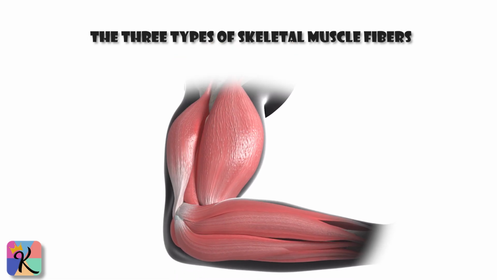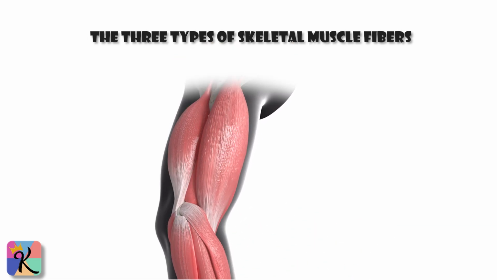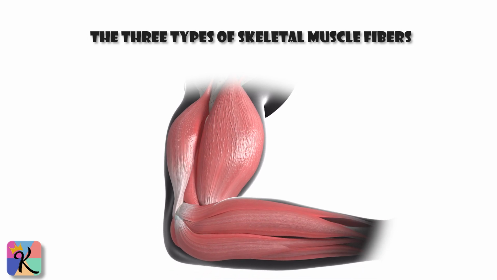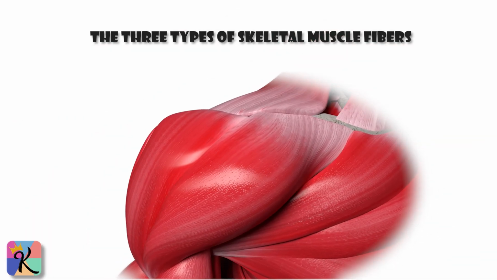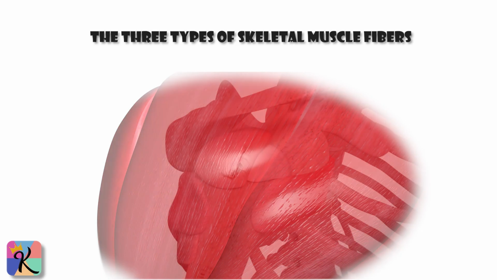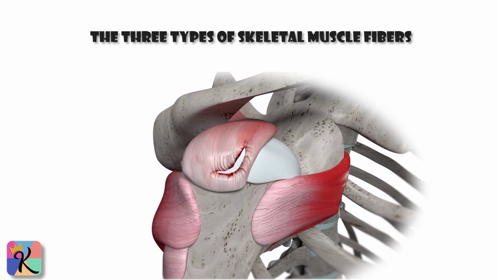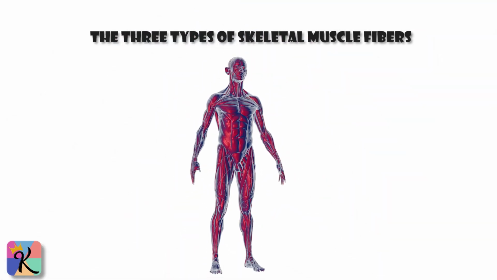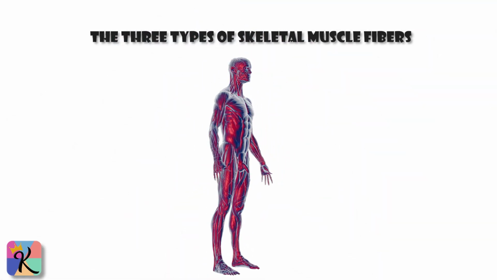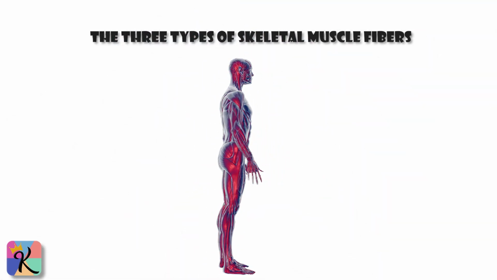Myoglobin content: high levels of myoglobin, which binds and stores oxygen, giving these fibers a red appearance. Mitochondria: numerous, supporting efficient ATP production. Glycogen stores: low, as these fibers primarily use aerobic metabolism. These fibers are ideal for endurance activities like marathon running or maintaining posture for long periods.